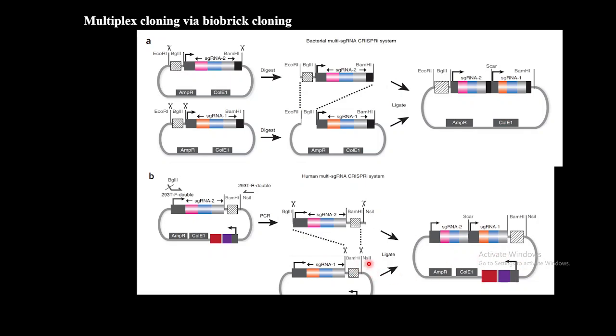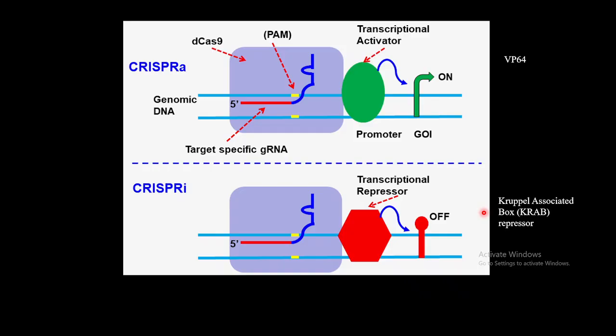And this is the same thing which is going to be explained here. We are using BamHI, we are doing the restriction here with BglII and NsiI, and here you are doing the restriction with BamHI and NsiI. Because BamHI has compatible ends with BglII, these sgRNAs are going to be attached to each other, but there will be the formation of a scar sequence. So this is similar to CRISPR interference.